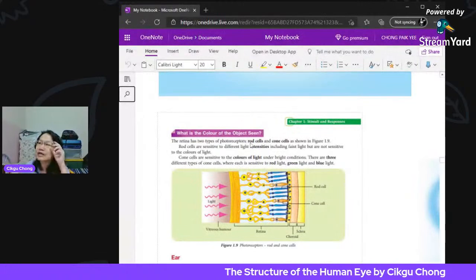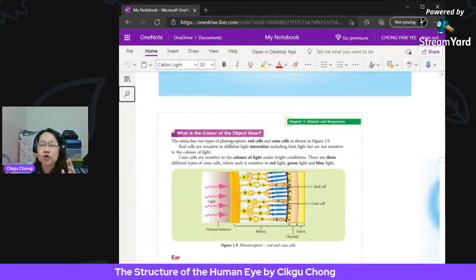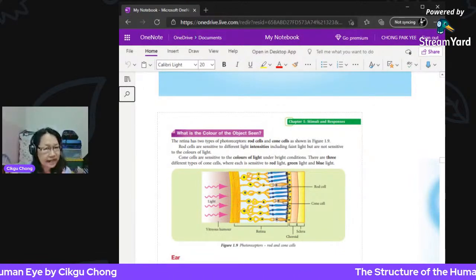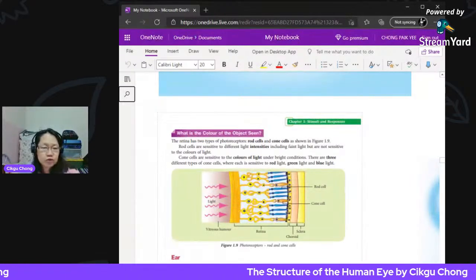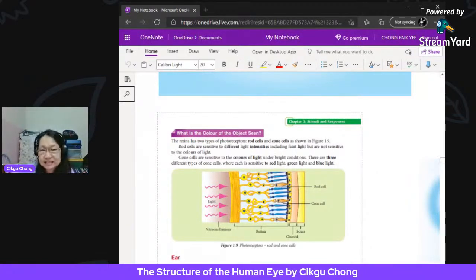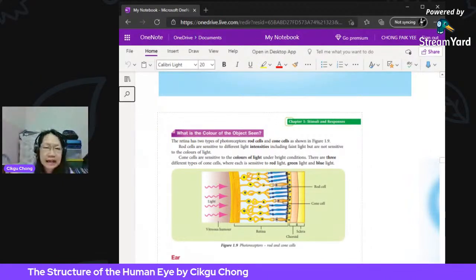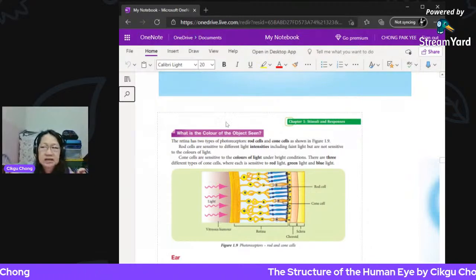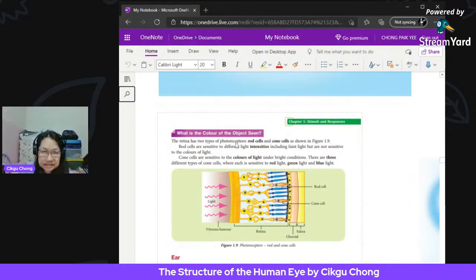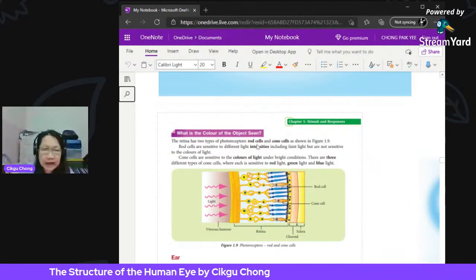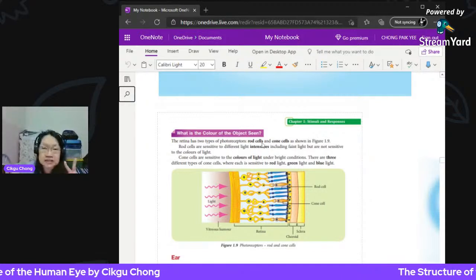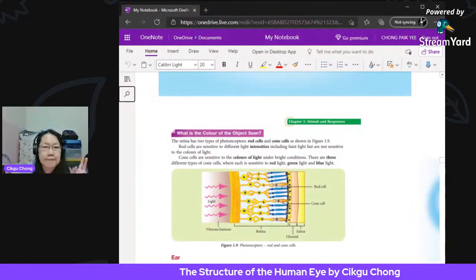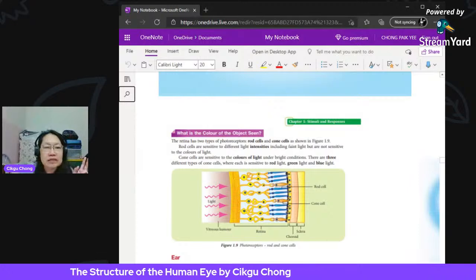Look here, the two types of cell are called photoreceptors. Photoreceptors are receptors that are sensitive to light. Photo actually means light, not photograph. When you see the word photosynthesis, that means making food using light. Photo is not the meaning of photograph, it is light. So photoreceptors are those special cells that are sensitive to light. Actually, there are two types. Look at the names. One is called rod cell and another one is cone cell. Okay, rod cell and cone cell.